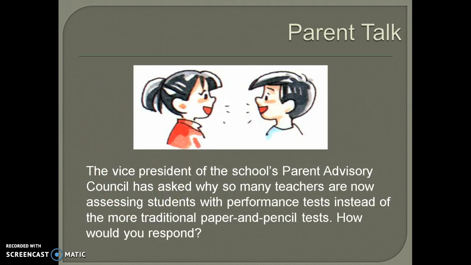Performance tests are great because they provide authentic learning tasks to help students apply their knowledge. They also elicit higher level thinking skills that we want to encourage in our classrooms. Though these types of assessments are more difficult to evaluate, we take care to create rubrics that are reliable and valid for assessing these tasks appropriately.